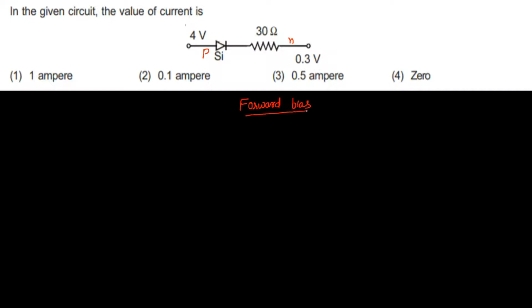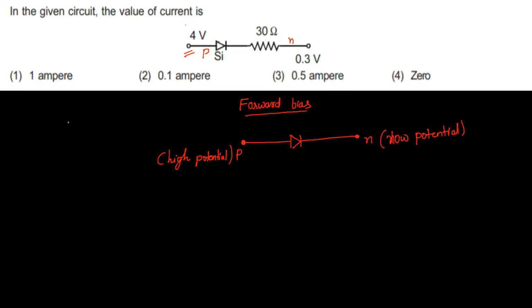What is the condition for forward bias? If this is P region and if this is N region, P region should always be at high potential, whereas N region should be at low potential. So by seeing the question, we can see that this P voltage is 4 volts and N voltage is 0.3 volts. So this is forward bias connection.